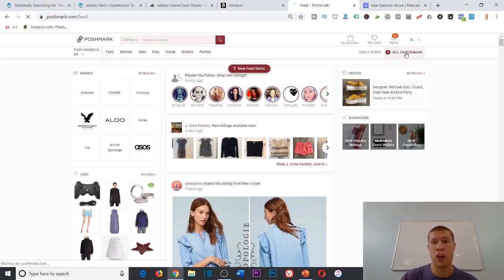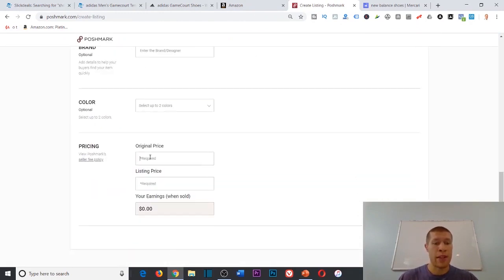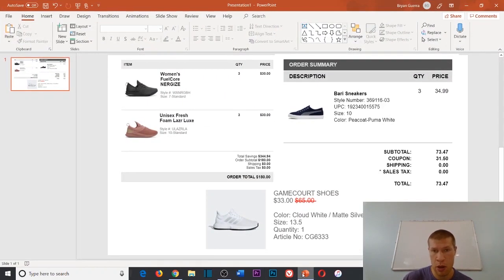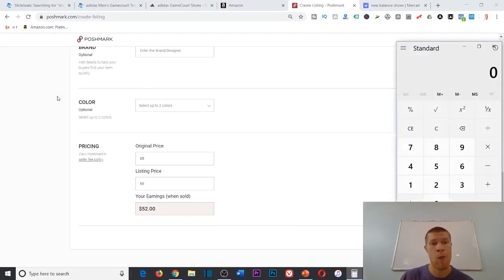So if we go to sell it on Poshmark, right, and I take you all the way down, let's have a little fun. If I sold this for 65 bucks, I would make 52. But then I sourced it for $33. So if we pull up the calculator, what's my profit margin, right?